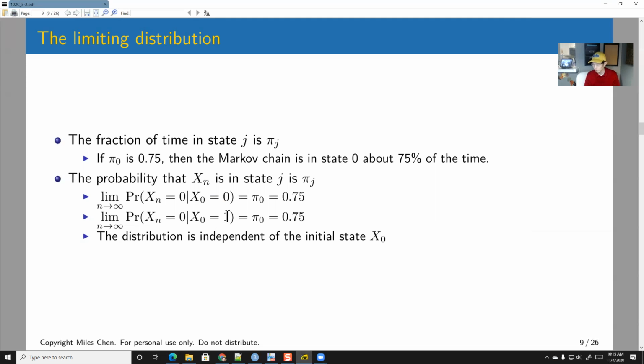Or the weather tomorrow really only matters on the weather today. That's kind of the idea of this limiting distribution, okay? It's just that in the long run, everything becomes independent. The distribution of whatever state x is in at time n is going to be independent of the initial state, x at time 0.